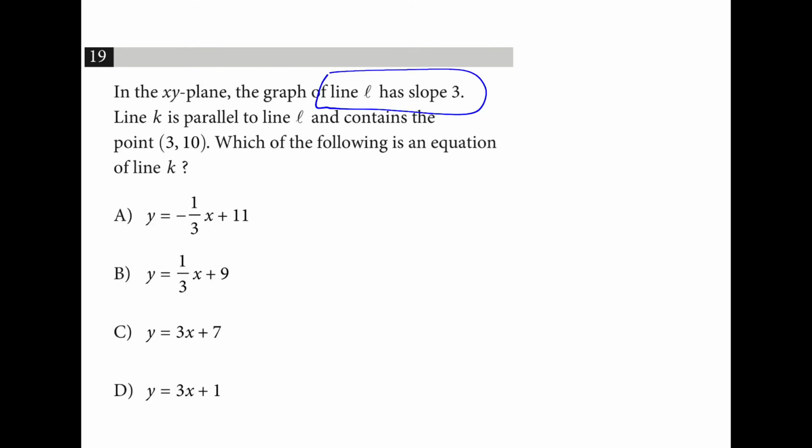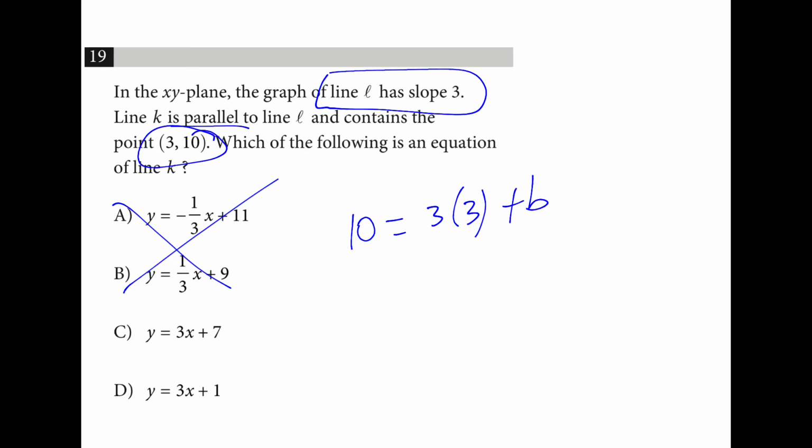So line L has a slope of 3, line K is parallel, so it has the same slope, and it has this point. So we know the slope is 3, it's either C or D, and if we take 10 times 3 plus b, we can figure out that D is the right answer.